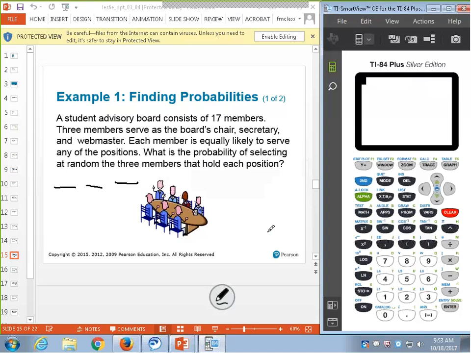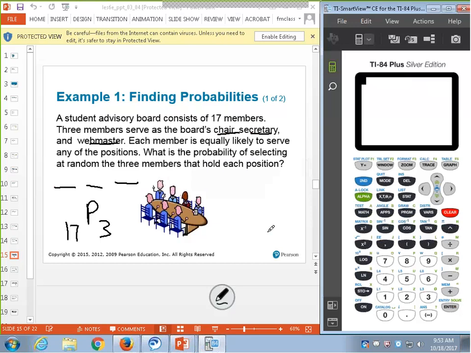You've got to pick each one of those, right? You have a choice of picking one sequence of getting each one. Now, you've got to say which one's the chair, which one's secretary, and which one's the webmaster. So does order matter? They all have different jobs, so order does matter, because you've got to pick the first one. You can't just pick 3. Automatically, it's got to be the chair, or secretary, however you designate it. Order matters, so it's a permutation.